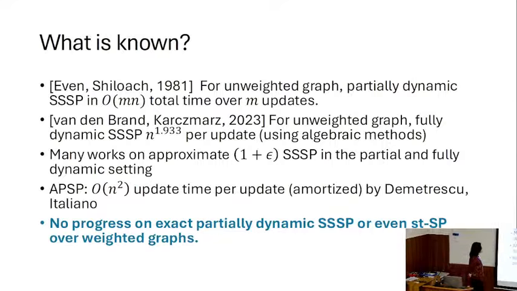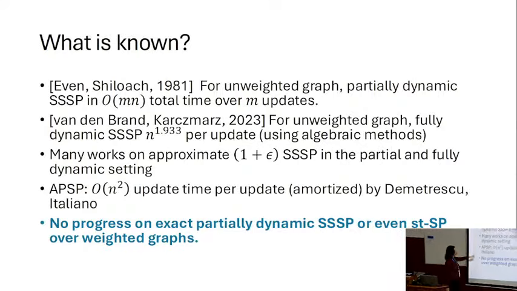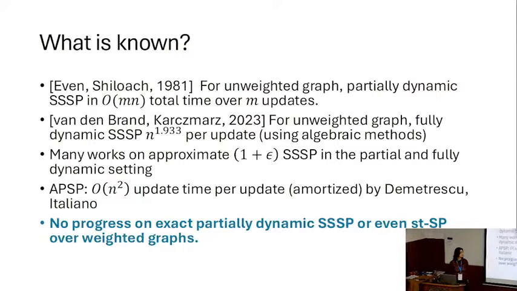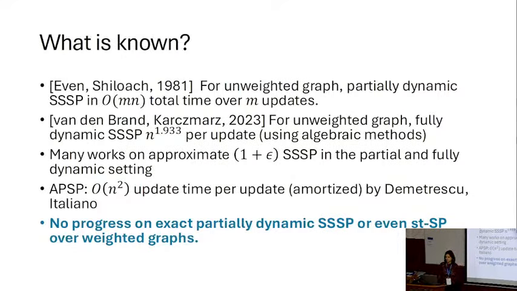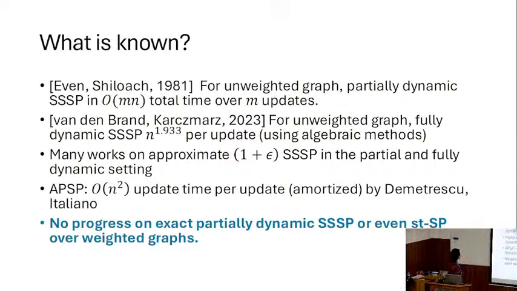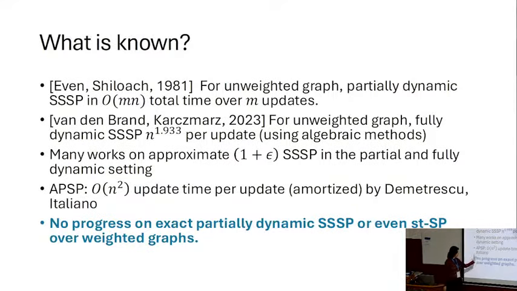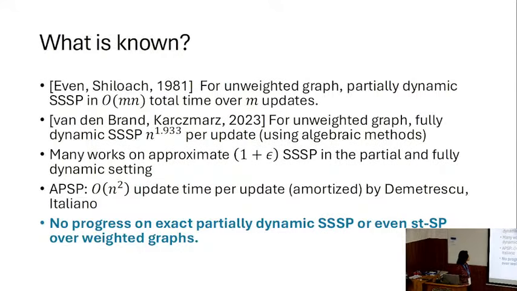That's for partially dynamic, incremental or decremental. Very recently, in 2023, and another point to be noted, this is for unweighted graphs, there is a fully dynamic algorithm which has a running time better than n squared, and that uses some algebraic methods. And there are many works on approximate, 1 plus epsilon approximation, which gives you not the exact distance but a 1 plus epsilon approximation of the shortest path distance.